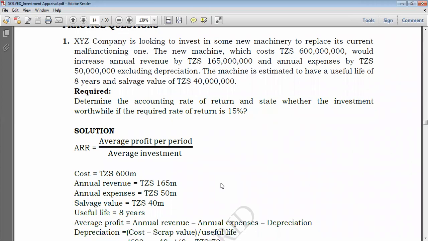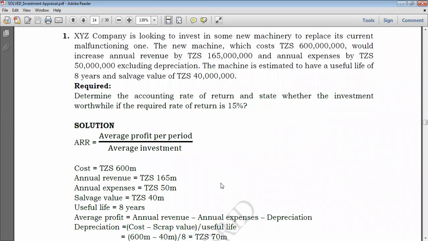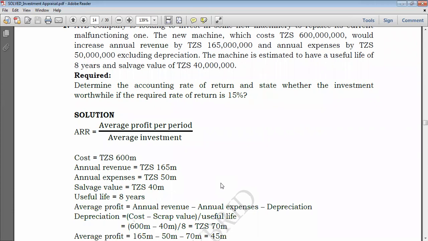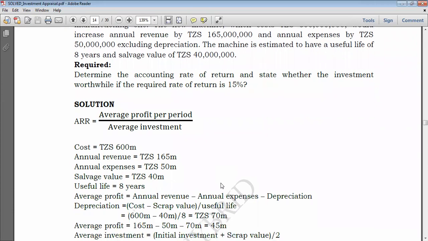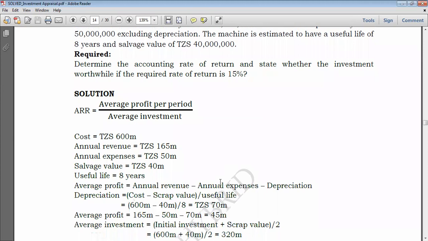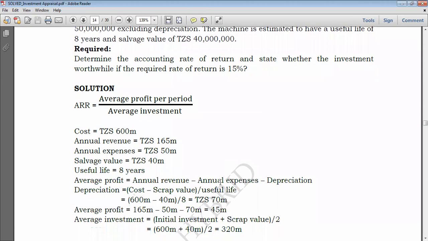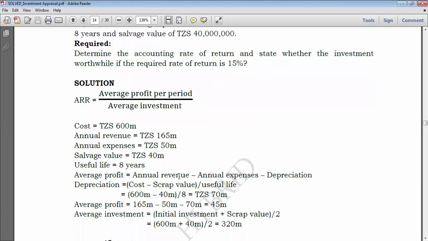Now you just have to understand one thing. You can compute depreciation. How do you obtain depreciation? I hope you know the ways of computing depreciation. We usually use the straight line method. How do you use the straight line method? You just take the cost minus scrap value or salvage value over the useful life of the asset. So your cost is 600 million, scrap value 40 million, divided by 8, and you have 70 million. So this is your actual depreciation per year.